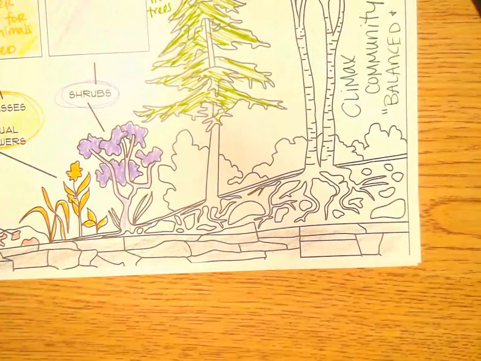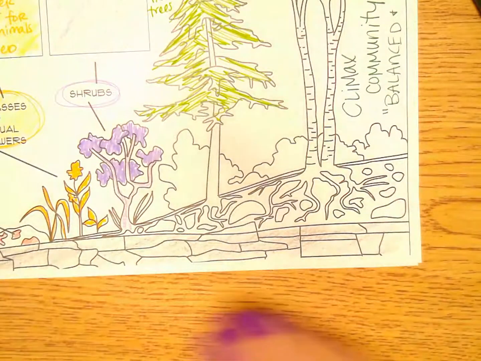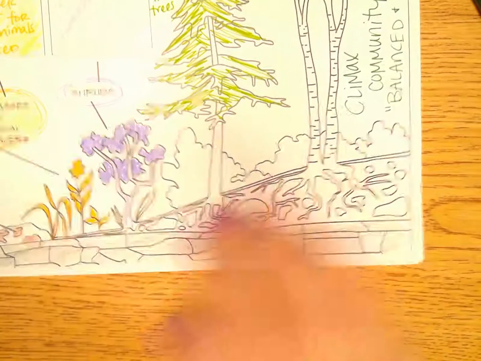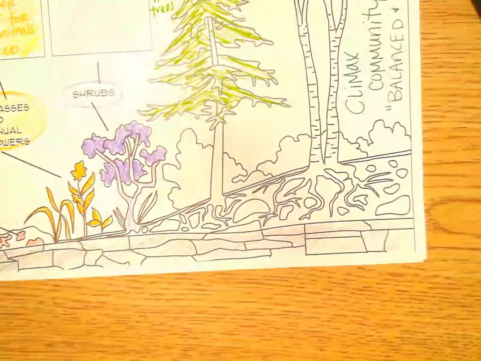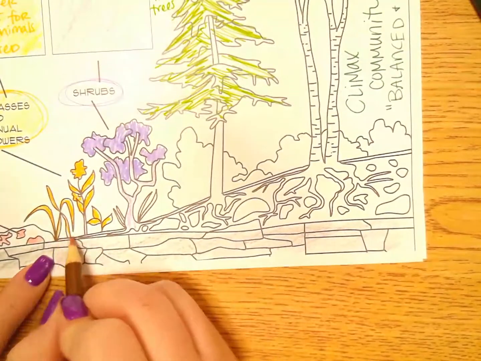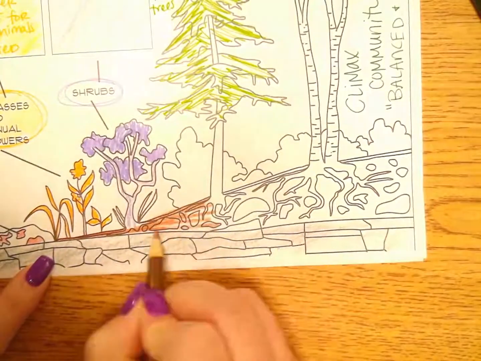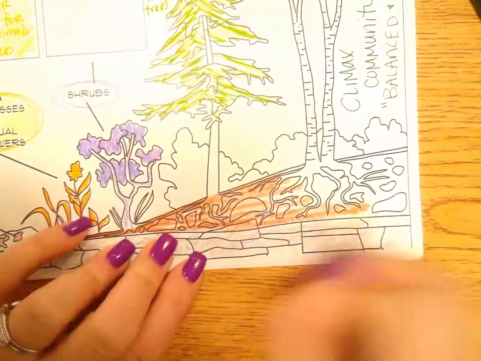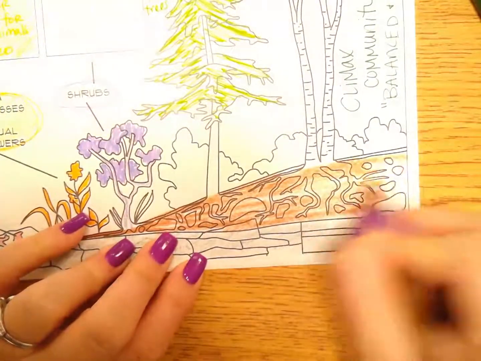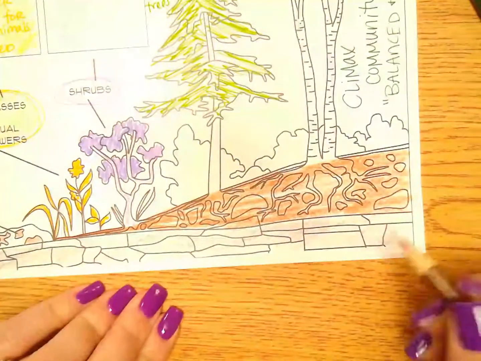Now I do want to go in with a brown and shade in our dirt, our soil bank, so that you can remember that the soil grows, and as the soil grows, the plants are able to be taller and taller. Right, so this soil formation is really important when we're talking about primary succession. Okay?